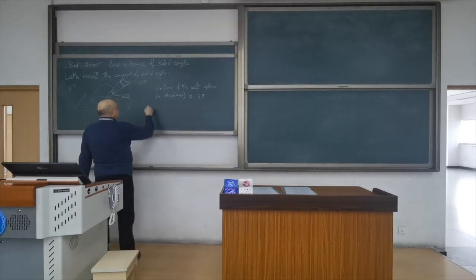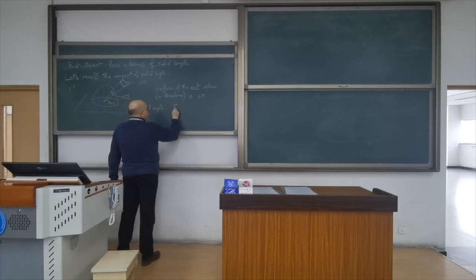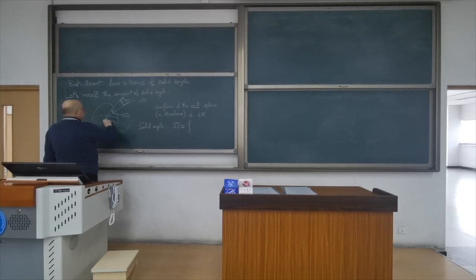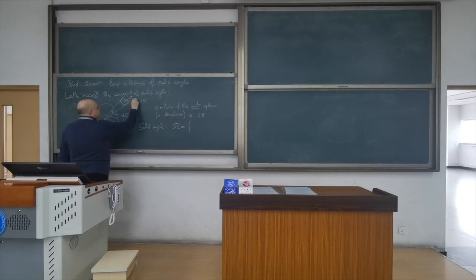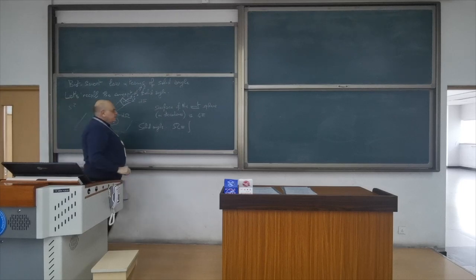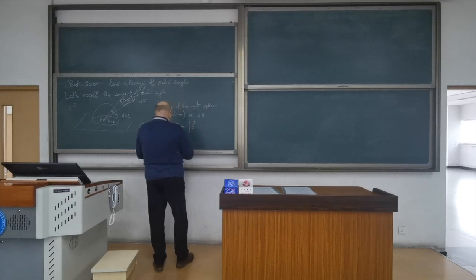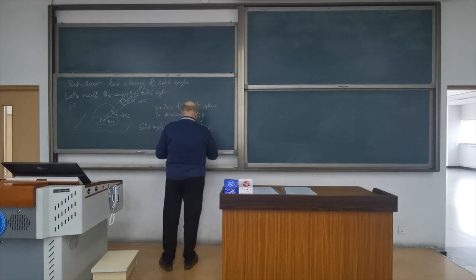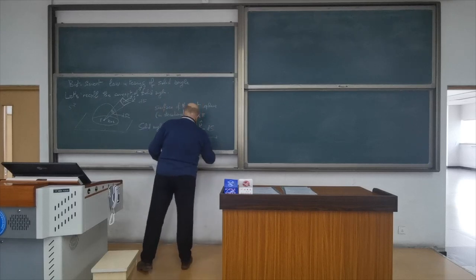And how do I define the solid angle? The solid angle is defined as a big omega equal the integral. Suppose this is nu, the normal to the surface, and this is rho, the unit normal from the center. So we have rho times nu divided by rho squared in ds. This is the definition of solid angle.